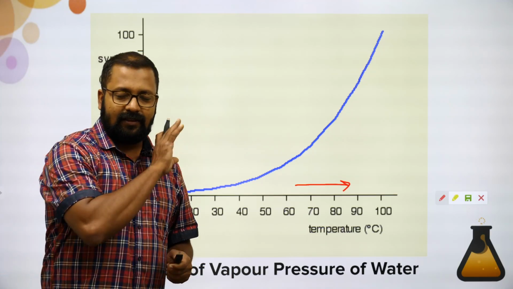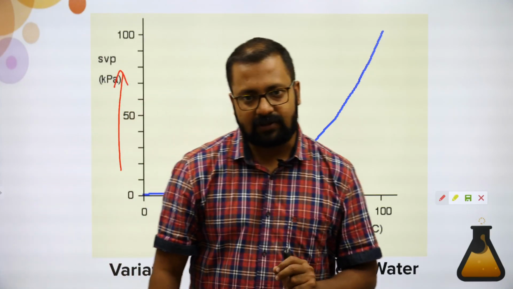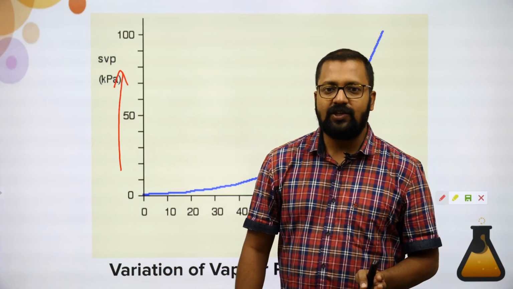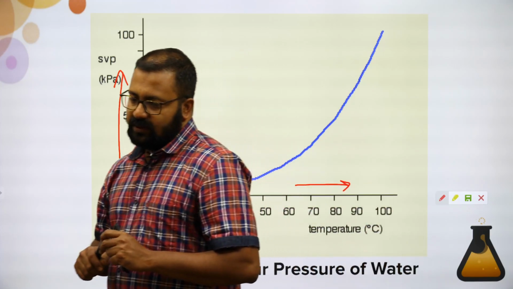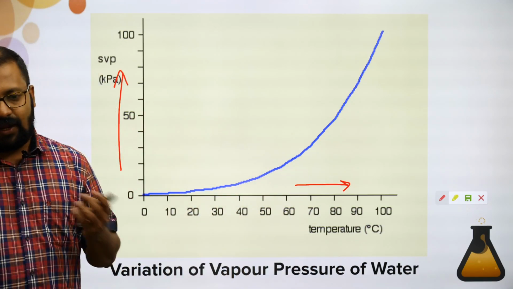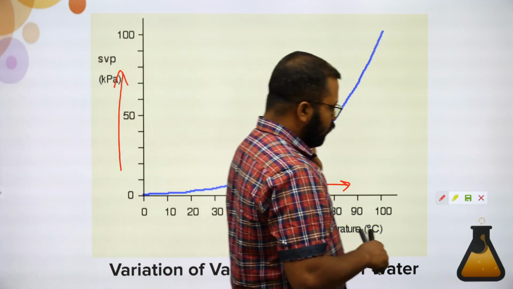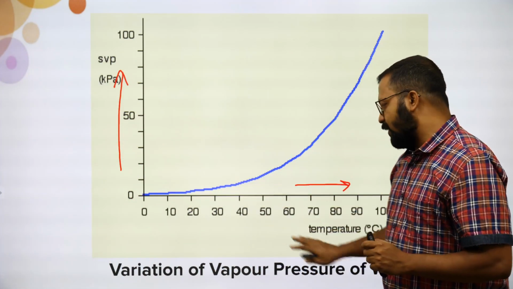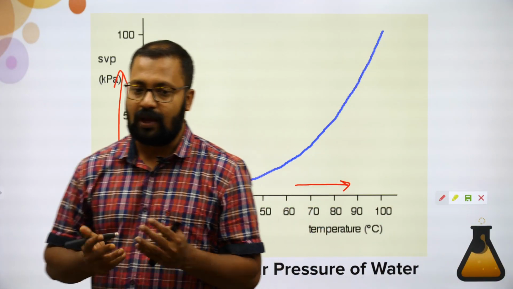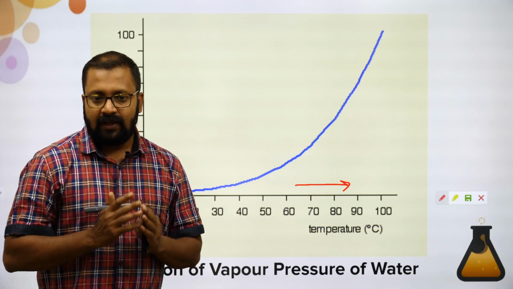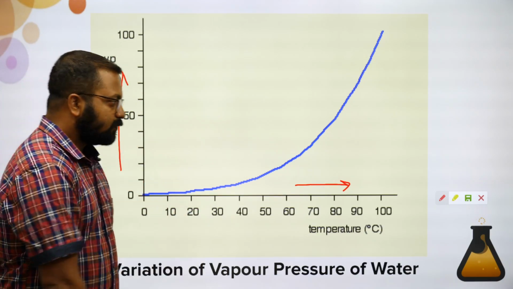Okay, anything which is present in class 12th chemistry syllabus is present in JEE, is present in NEET. The graph is, why is the graph not linear? There is an equation for that. There is a mathematical equation to calculate the change in vapor pressure with respect to temperature, and the equation is not in the form of y equals mx plus c.